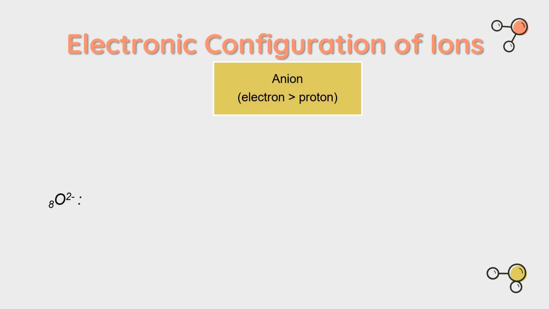An anion will be formed when the neutral atom accepts electrons. So in this case, we will see that the number of electrons will be more than the number of protons. So in order to write the ionic configuration for this anion, as usual, you have to write the electronic configuration of the neutral atom.